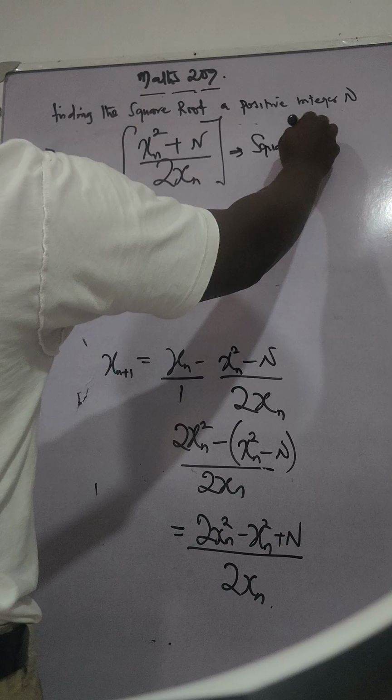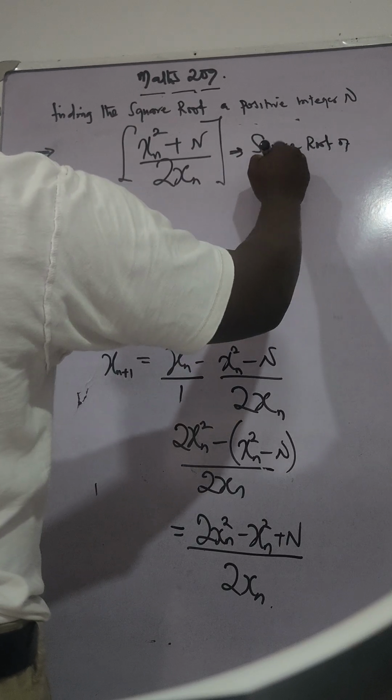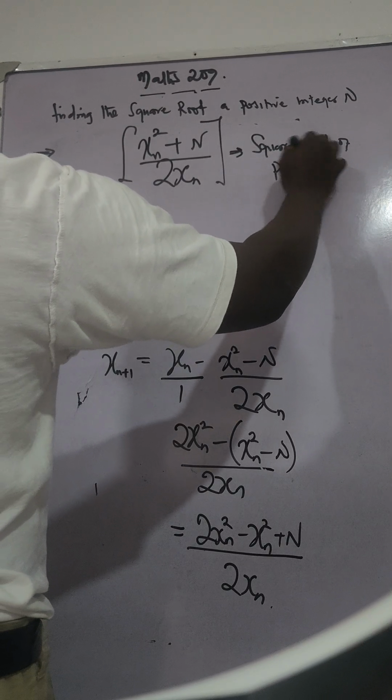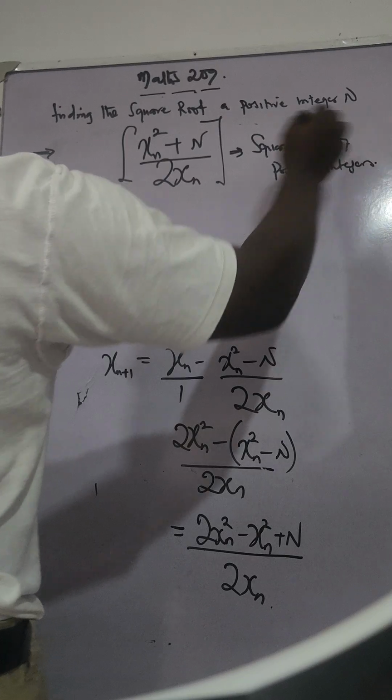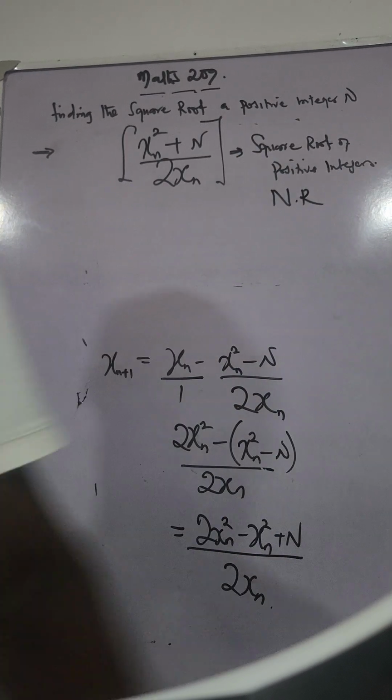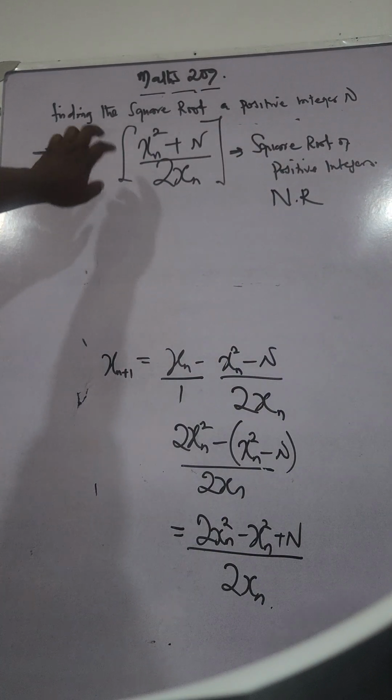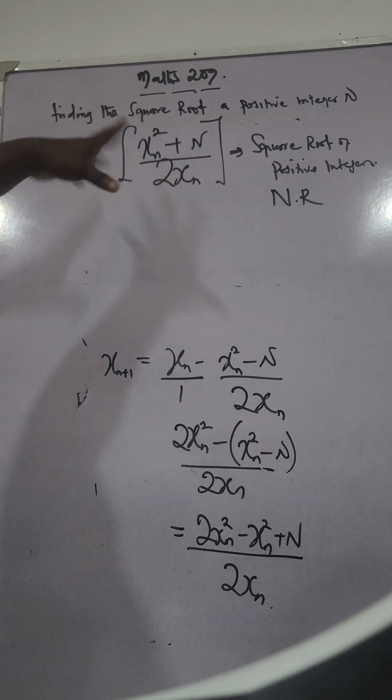Square root of positive integers using Raphson's method. Do you understand? So they can ask this question as it is like this in your test.